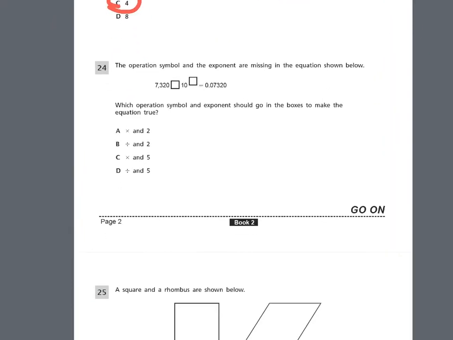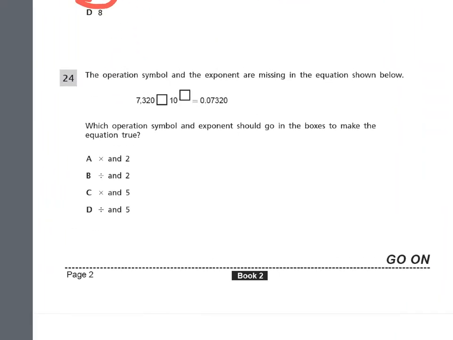24. The operation symbol and the exponent are missing in the equation shown below. Which operation and exponent should go in the boxes to make the equation true? So we know it would be 7,320, and then eventually becomes 0.0. So it's going to be division. So that will get rid of A and C.